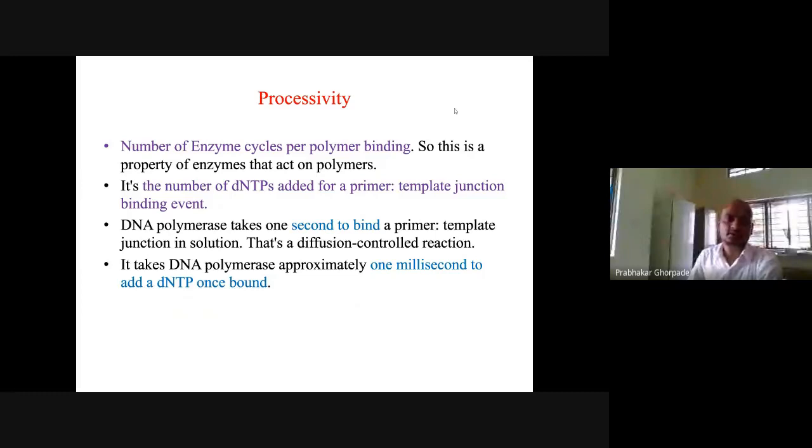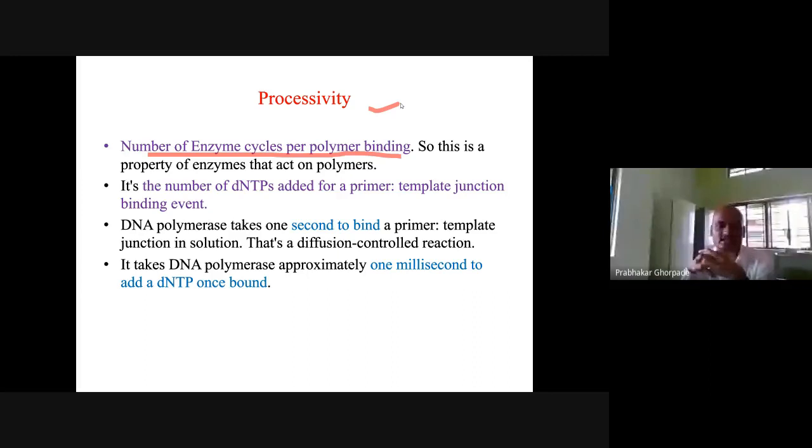Processivity is the number of enzyme cycles per polymer binding. This is a property of the enzyme that acts on a polymer. So how many enzyme cycles will happen per polymer binding? That is processivity. So how many dNTPs should be added to the primer? Once the primer is added, how many dNTPs do we want to add at that primer-template junction?